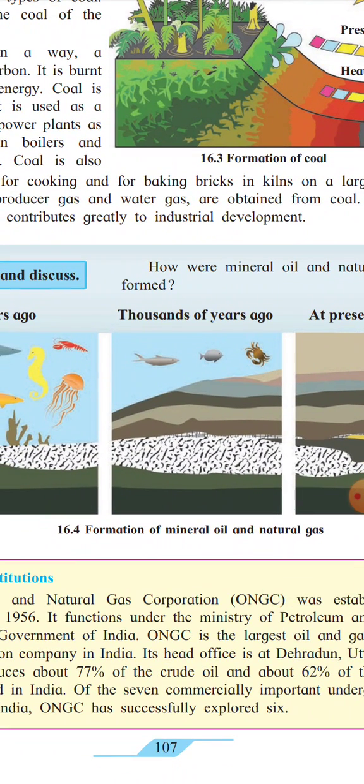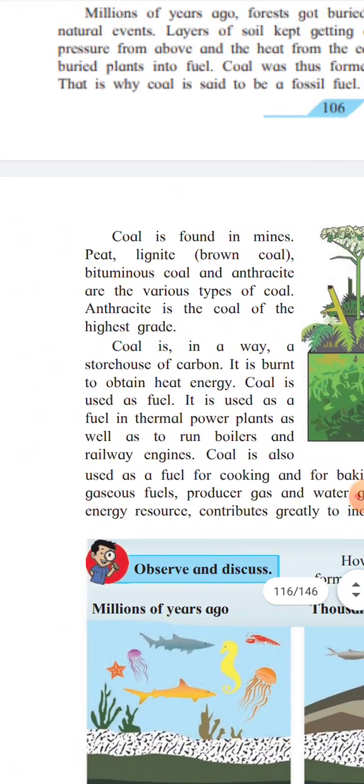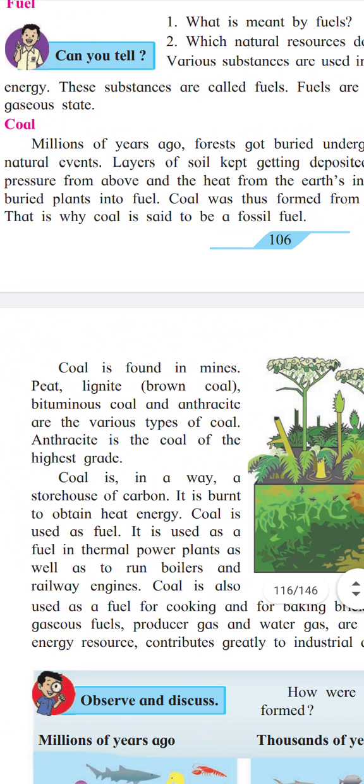Now, how were mineral oil and natural gas formed? See diagram 16.4, formation of mineral oil and natural gas under the earth's crust: millions of years ago, thousands of years ago, and nowadays at present. Already we had discussed the formation of fossil fuels. Fossil fuels are formed under the earth's crust, but we have to wait millions of years for the formation of such fossil fuels.